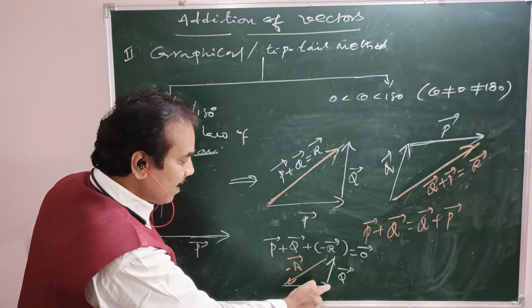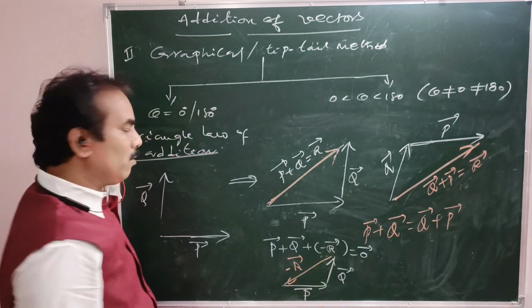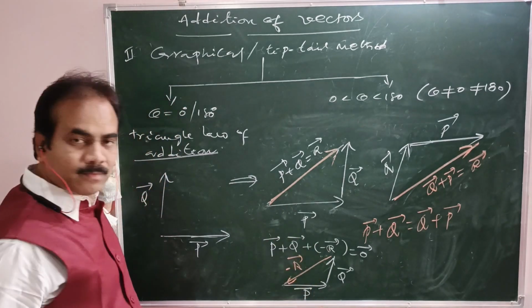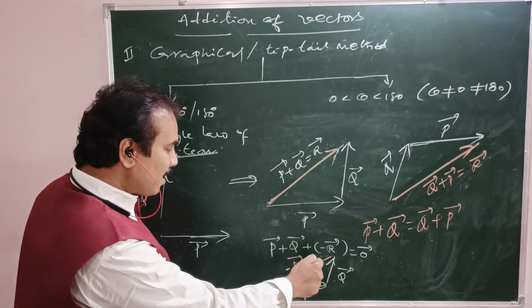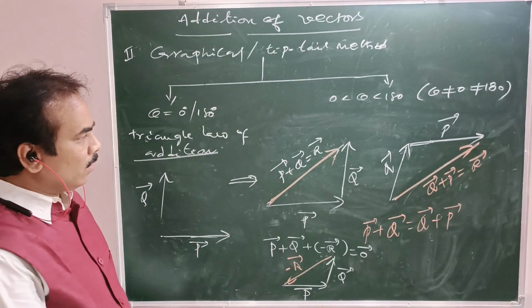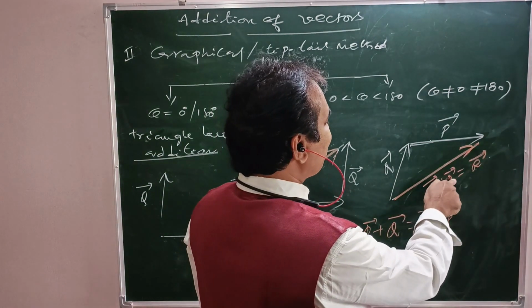Means head to tail are joined. Now in this case, P bar plus Q bar plus or minus R bar equal to 0. P bar plus Q bar plus or minus R bar also equal to 0. Right? Here also. Here see, Q bar plus P bar equal to R bar.